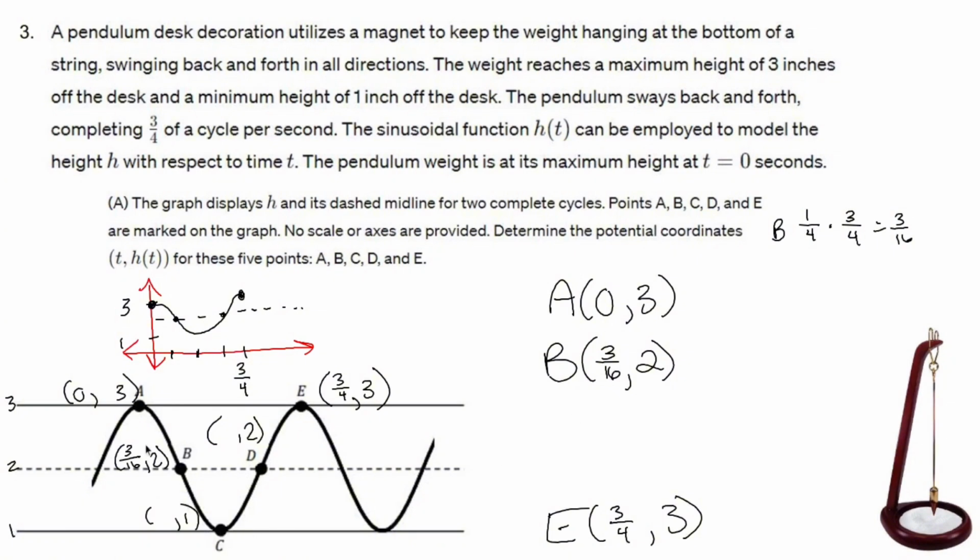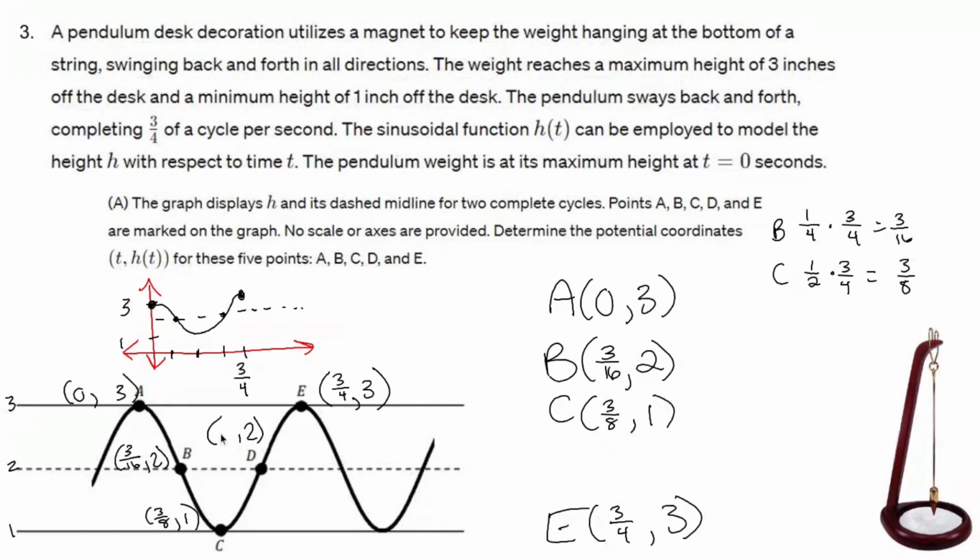Now I hit the bottom literally halfway in between 0 and 3/4. So C's x value, or t value, is going to be half of 3/4. 1 times 3 is 3, 2 times 4 is 8. So I've got 3/8, 1. So C is going to be 3/8, 1.